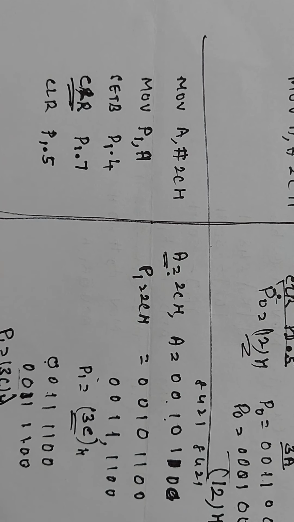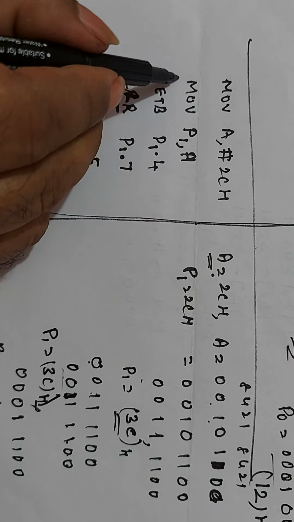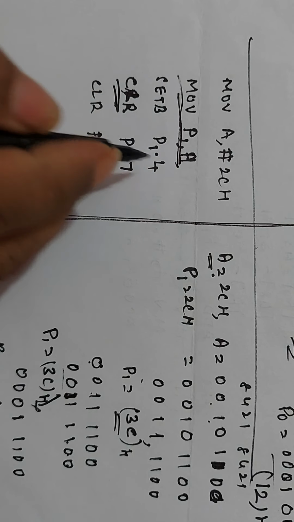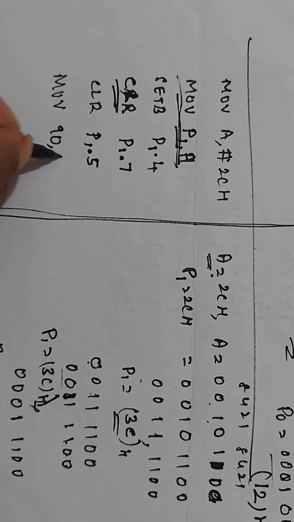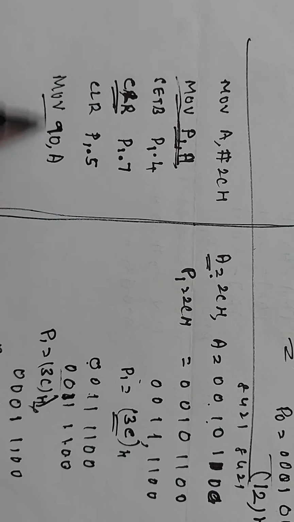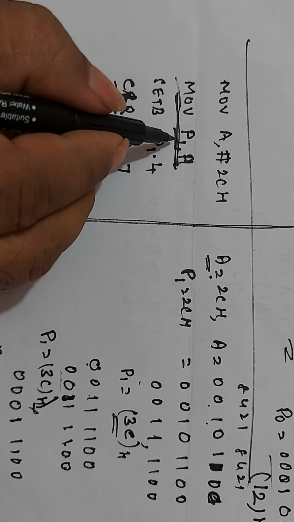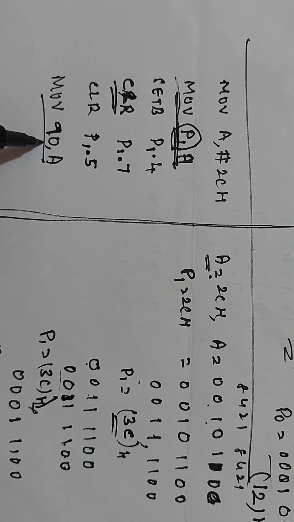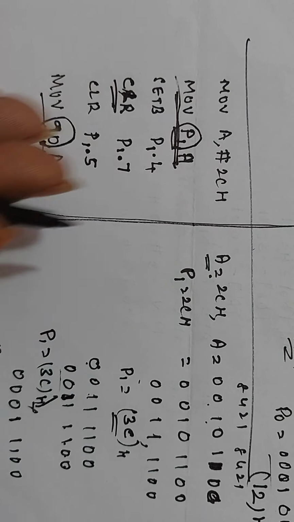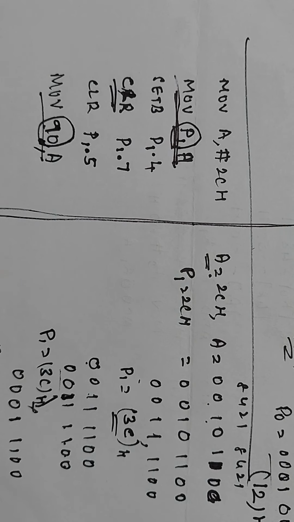You can represent the port either by name itself or by its address. So instead of writing MOV P1, A, this is the same as MOV 90H, A. What is the byte address of P1? 90. This is the same as this. Here we are using the port by name P1 itself. Here we are using the port by its byte address 90. The same thing is applicable for all other ports P0, P1, P2 and P3.